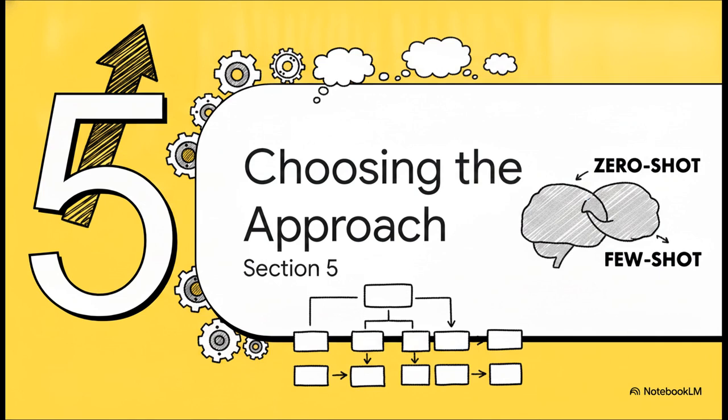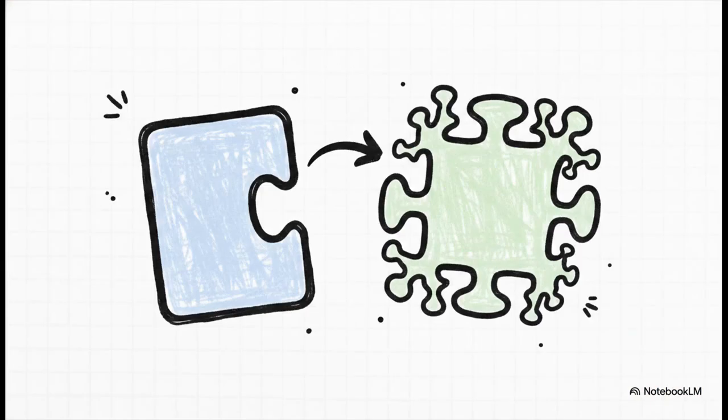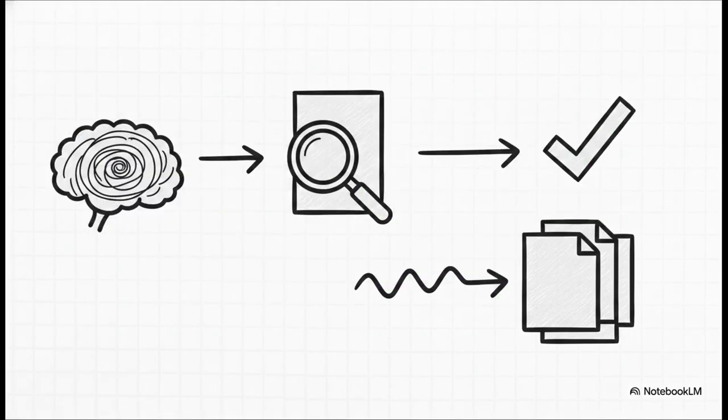Section 5. Choosing the right approach. Here is the biggest takeaway I want you to have from this explainer. You absolutely do not have to pick just one. These aren't competing methodologies, they're an evolutionary workflow. The absolute best practice is to always start with zero-shot and then evolve into few-shot only when you actually need to. Here is your actual step-by-step game plan.